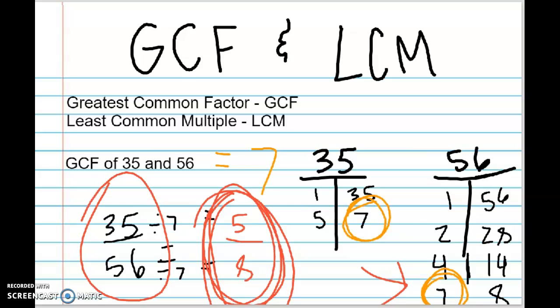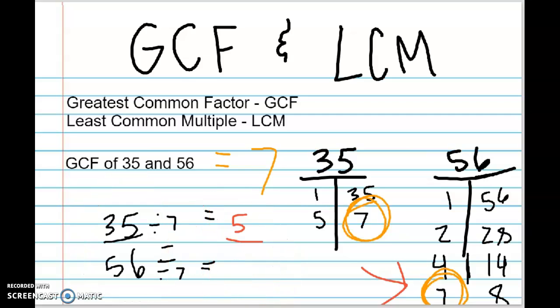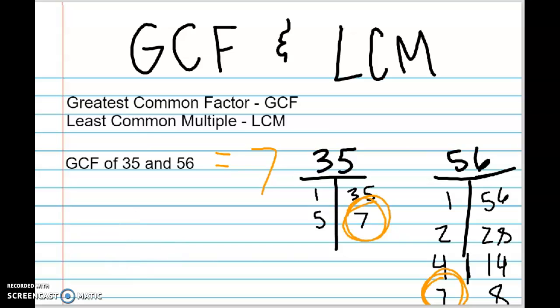So that's why we find greatest common factors, okay? It's used mostly for simplifying numerators and denominators of fractions. Okay, so I want you to have that written down too.